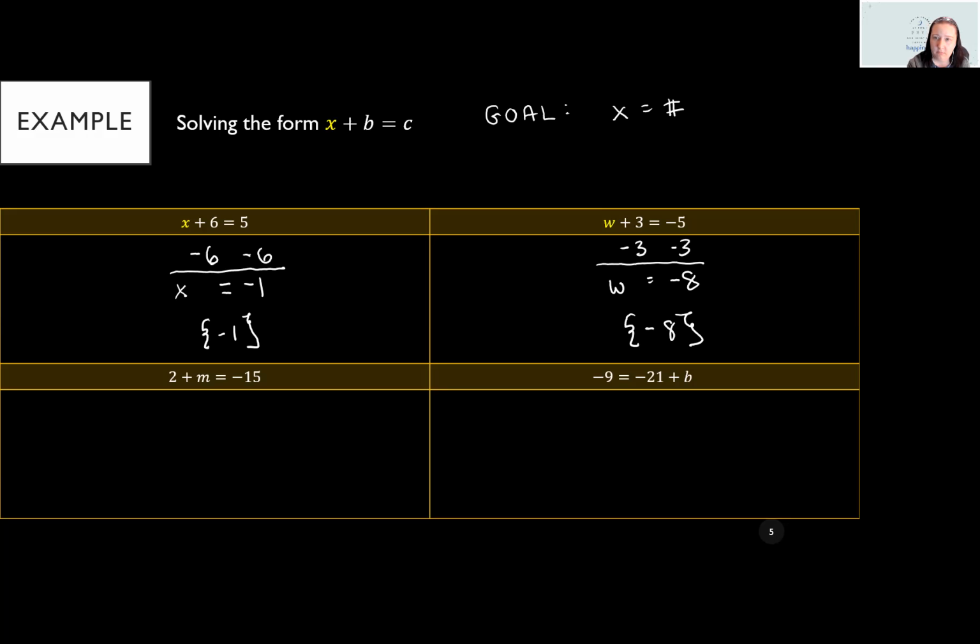Bottom left, now I've got my number first instead of the variable. That is okay. So one of our properties about math, we have the commutative property, which says that the order of addition doesn't matter. So whether it's 2 plus m or m plus 2, that doesn't matter. The order that it's written there doesn't matter. So it's completely fine to have the number first and then the variable.